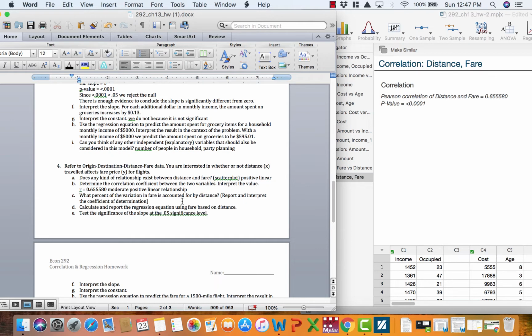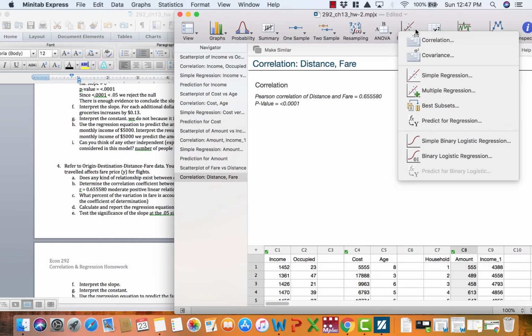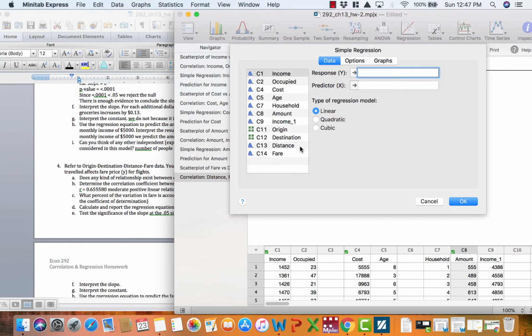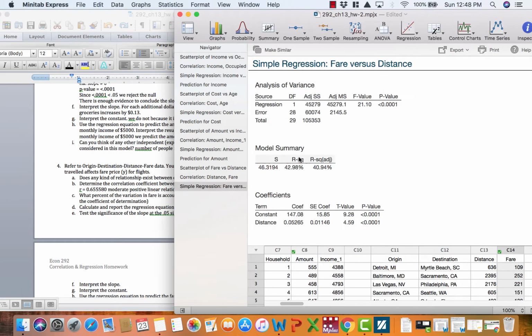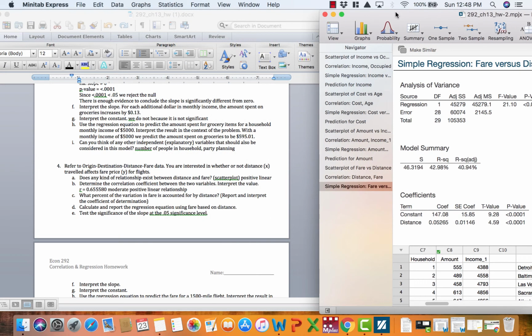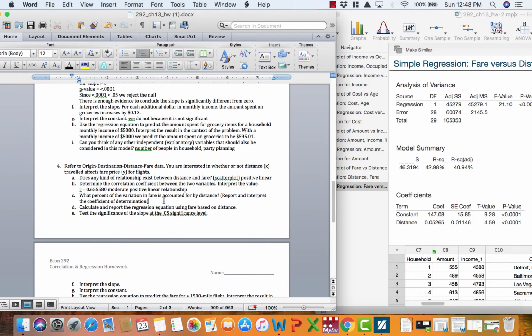All right, what percent of the variation in fare is accounted for by distance? So we want to interpret the coefficient of determination, or R squared, so we need a regression. So we go to simple regression. Fare is our Y, distance is our X. And we see R squared here of 42.98%. So we say 42.98% of the total variation in fare price is explained by distance traveled.